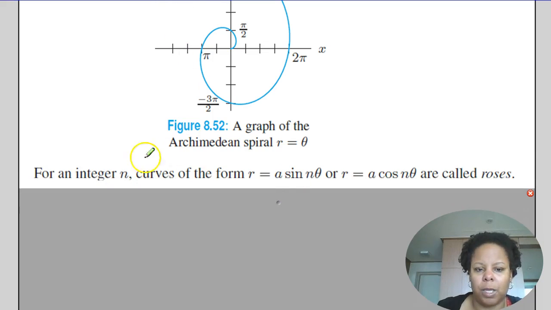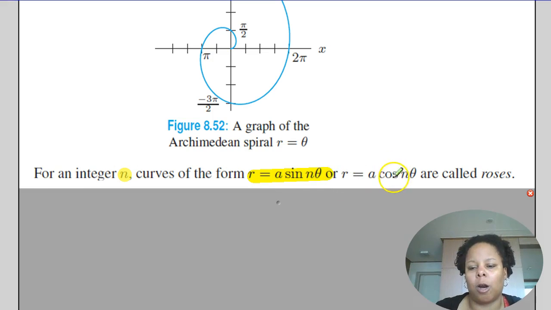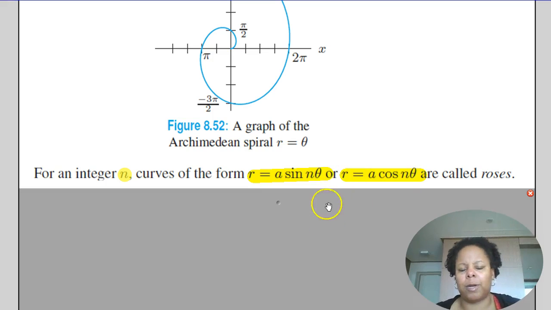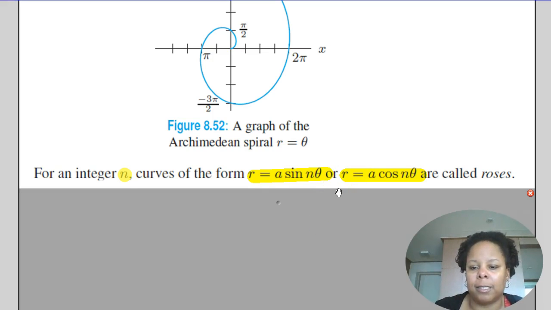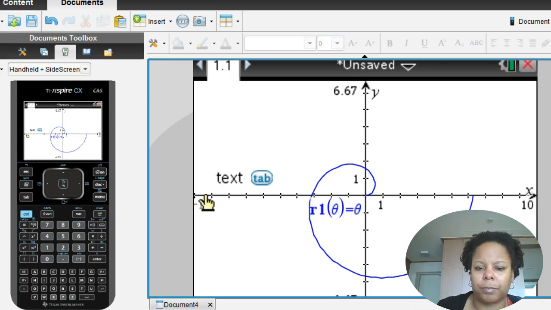Okay, another type of graph that you should be aware of is what's called roses, and it looks of this form. For any integer n, r is equal to a times sine of n theta, or r is equal to a times cosine n theta. Where a will represent how wide the rose is, and n theta will tell you how many petals there are. So let's do an example.